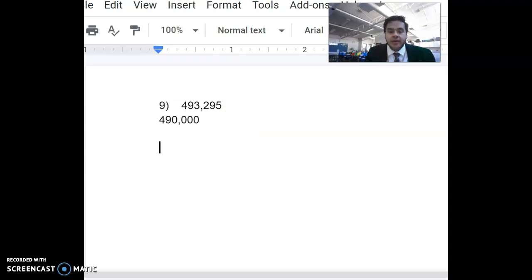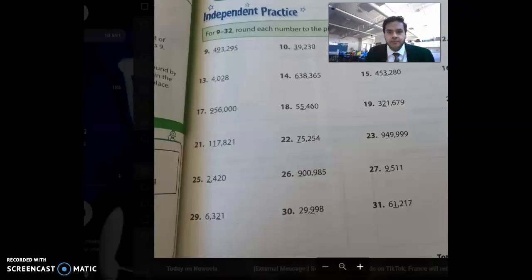Let's go back and look at our number 10. 39,230. Now you're going to try saying it. Ready, set, go. 39,230. So the 3 is underlined this time. So the 10,000s we're going to round up. I look next to it. Oh, it's a 9. That means my 3 is going to go up and turn into a 4.